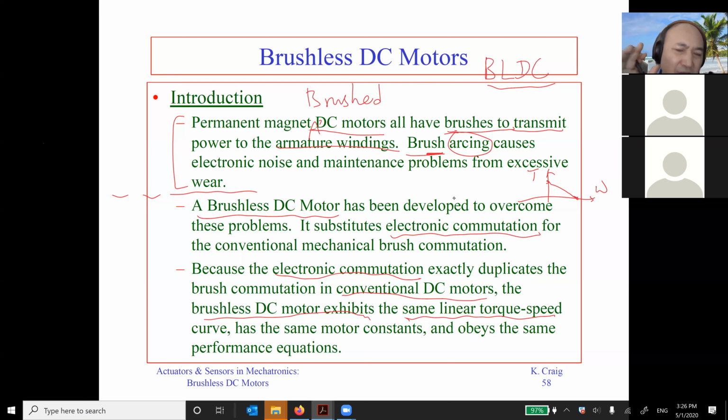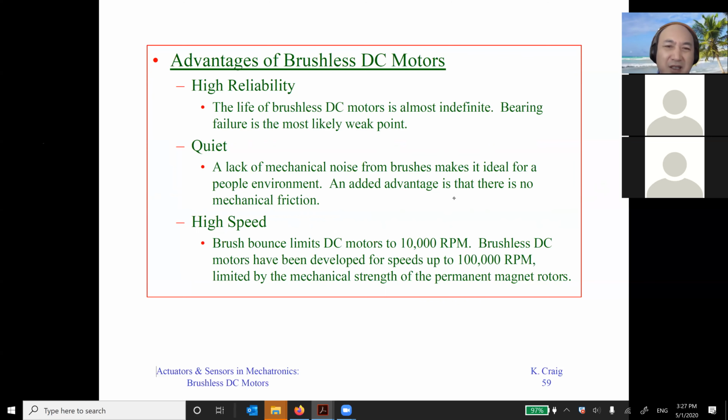And from an external point of view, the BLDC and brushed DC, they have the same external characteristics. Okay, characteristics. So of course the benefit is clear, highly reliable. You don't have the brush. It's much quieter because the brush has a mechanical contact, so it will cause some noise.